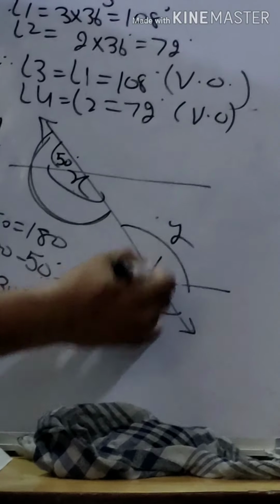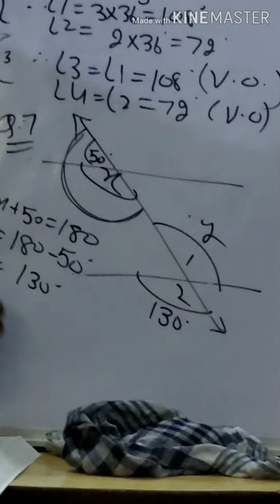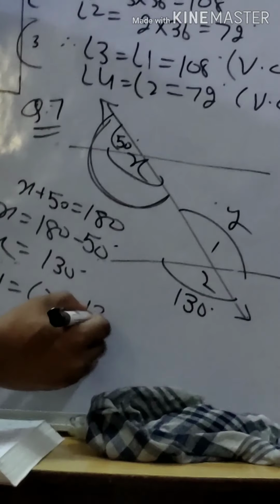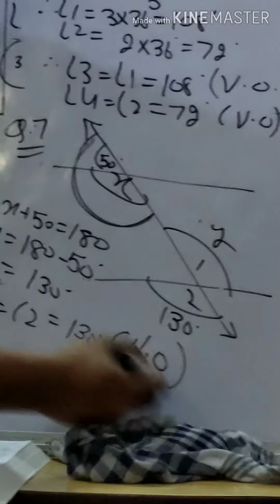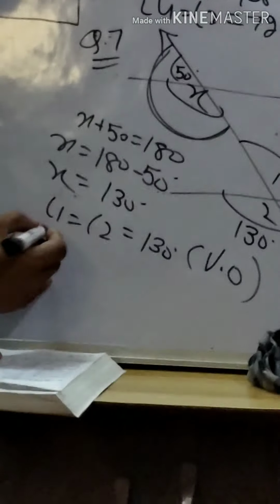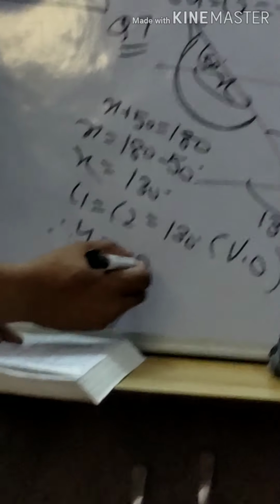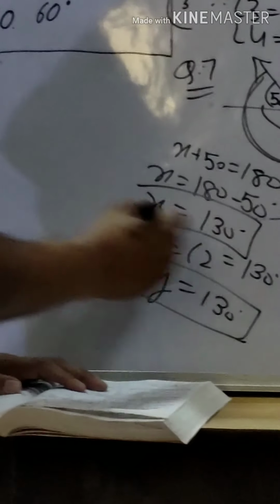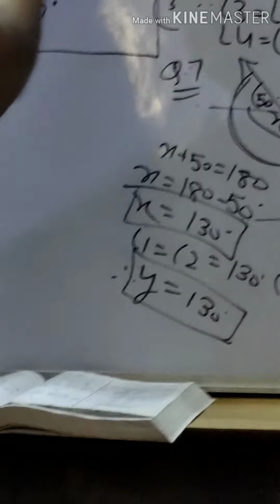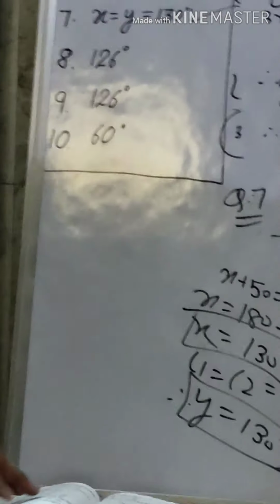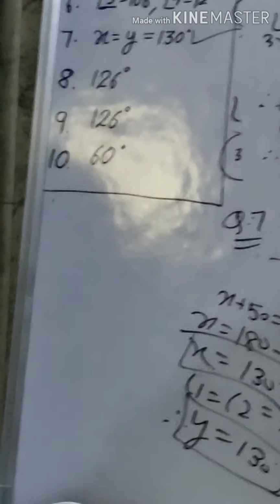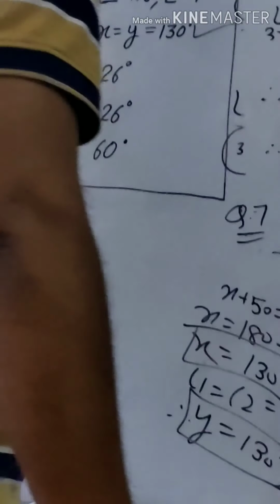Now same here, if you take this one, angle 1 and angle 2 are equal to 130 degrees, vertically opposite angles. So therefore y is equal to 130. So the y value is also 130, and the x value is also 130. So x and y both are equal to 130. This we have done.